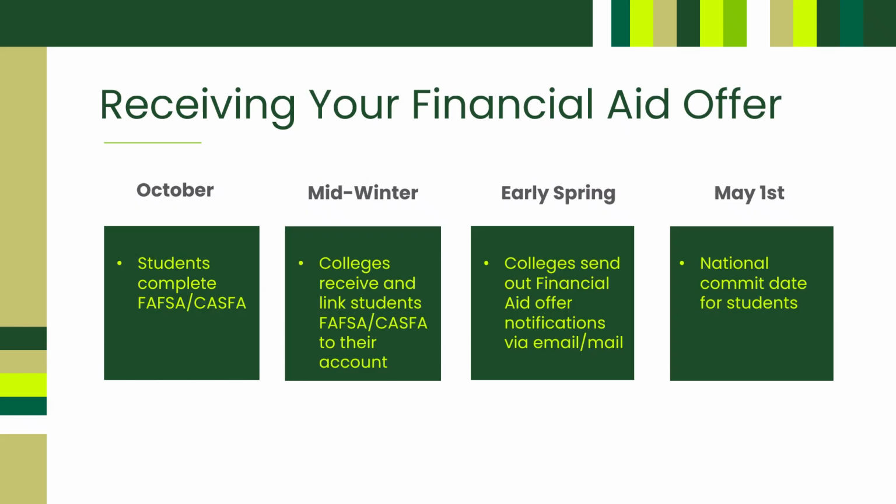Let's take a moment to review the financial aid process from start to finish and when a student can anticipate receiving their financial aid offer from their prospective schools. In October, students will apply for financial aid by filling out the FAFSA or the CASFA, which determines their eligibility for financial aid. Typically, midwinter, schools will begin to link students' applications to their files if they are an accepted student to the school. Once the file is linked to the student's account, schools will then notify students informing them that their application has been received.